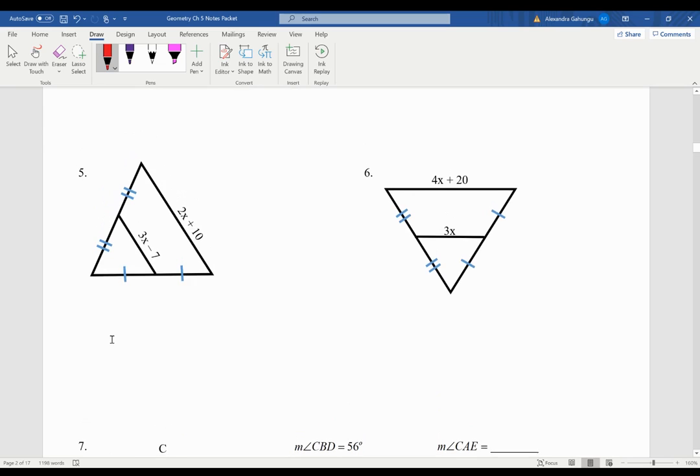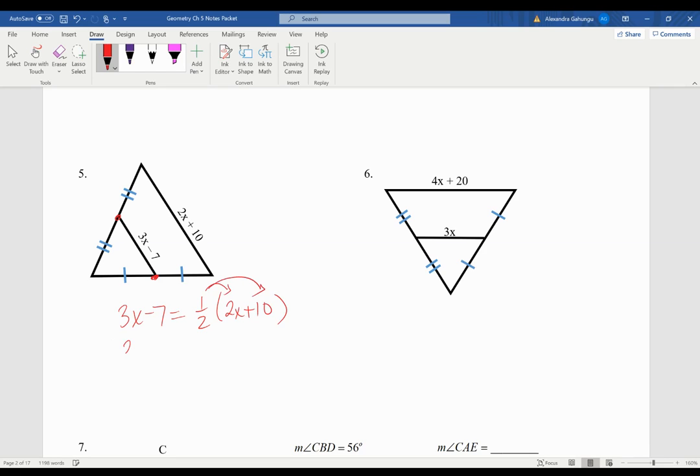The last two of these types, same process. The midsegment, the one connecting the midpoints, 3x minus 7 is equal to half the long side. In this case, we have to distribute. So it's half of 2x, so x, and then half of 10 is 5. We'll subtract x, add 7, we get 2x is equal to 12, x is equal to 6.